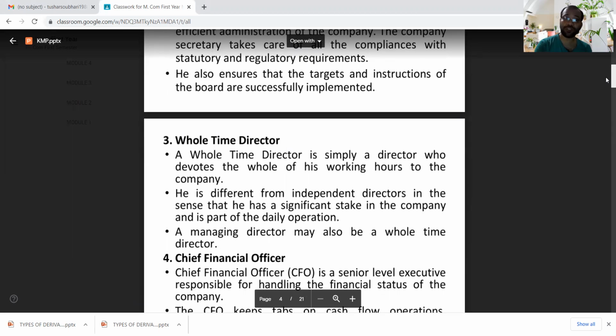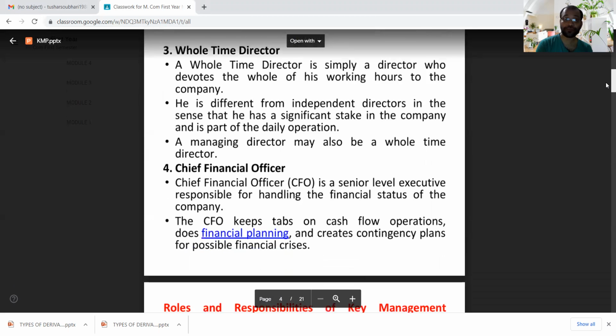Whole-time director. A whole-time director is simply a director who devotes the whole of his working hours to the company. He or she is different from the independent directors in the sense that he or she shall take a significant stake in the company and is part of the daily operation.